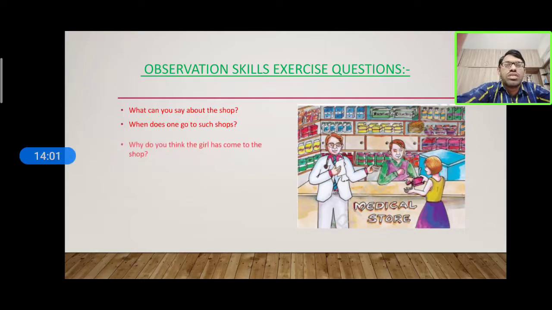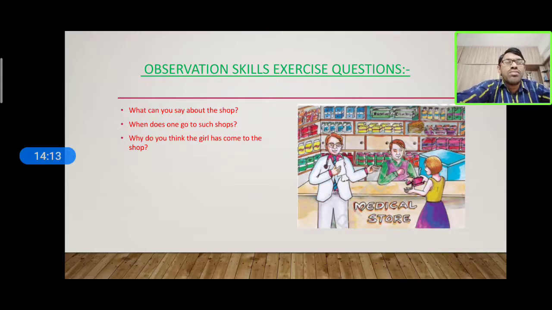Next, why do you think the girl has come to the shop? Because one of her family members was in ill health condition, that's why she came to the medical store. I think you are getting my point.